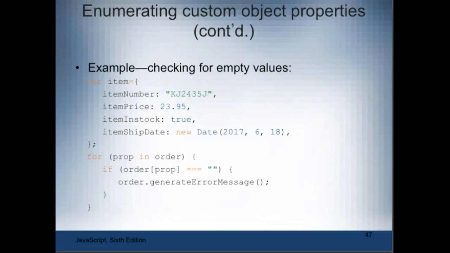For instance, the code on the screen here checks if any of the properties has an empty string as a value, and if so, it calls the generateErrorMessage method. The if statement refers to the prop variable as an index of the order object. In this code, the variable named prop holds the names of each property in the order object. Each iteration of the for-in statement checks the value of a property. The code passes the order object to the if statement, along with the prop variable enclosed in brackets. Order, square brackets, prop.